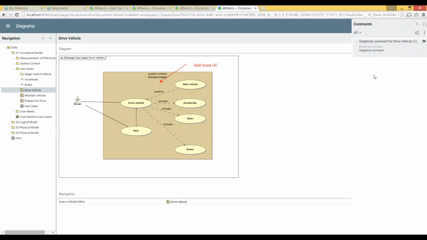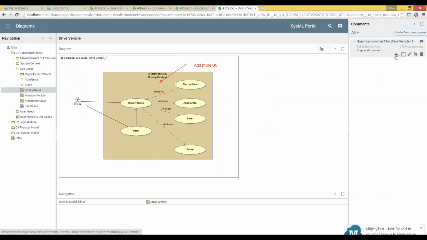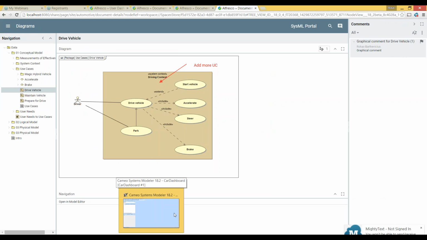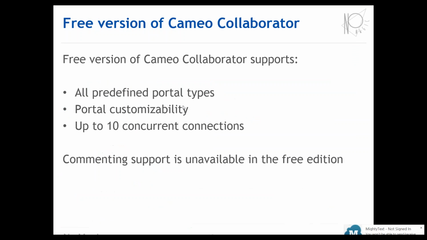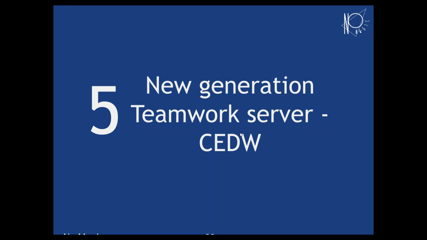Then again you can review the list of comments, you can reply, you can resolve them, etc. And after that, you can also work iteratively, so collect the feedback and again publish the project, publish the new version. So the Cameo Collaborator is available also for free. Some functionality is disabled, like commenting functionality, but you can test that as well.